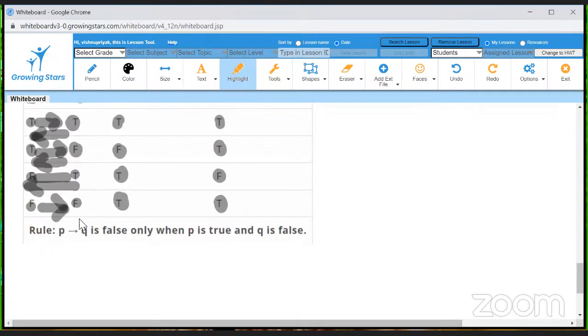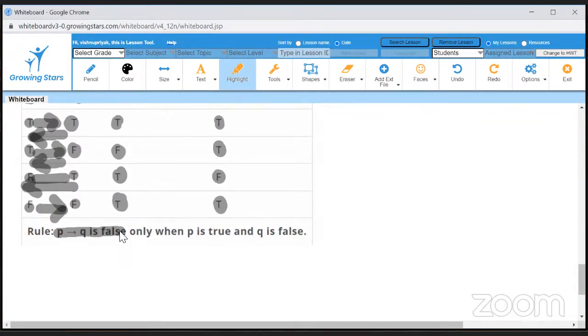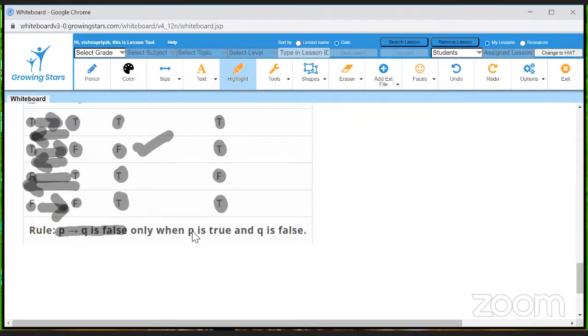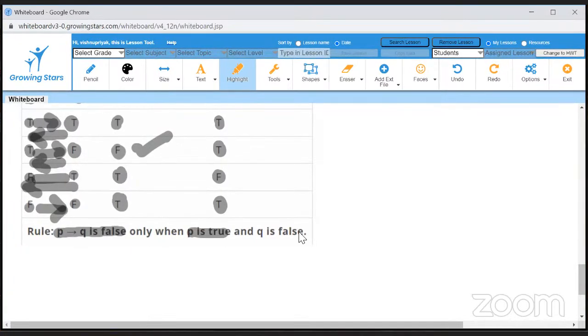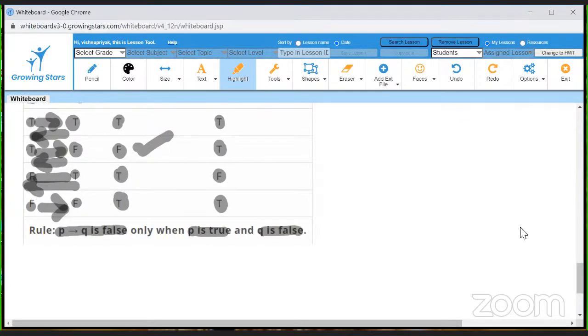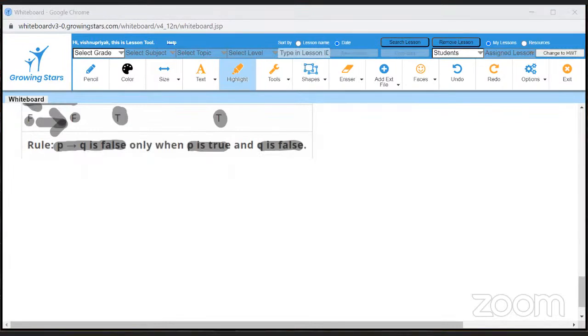So what does this table say? P implies Q is false only when P is true and Q is false. In all other cases, it is true. Next.